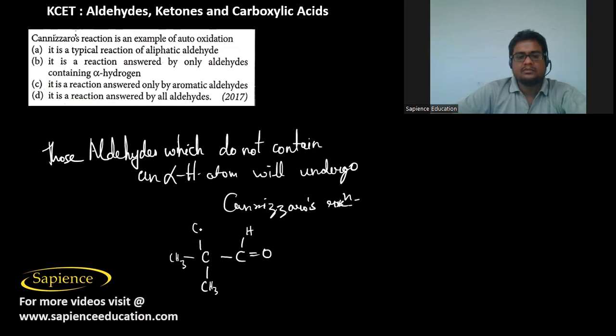It means that it should be like this. It should be attached to alkyl groups. So it should not contain any alpha hydrogen atom. Then only it will give Cannizzaro's reaction. So none of the options are correct.